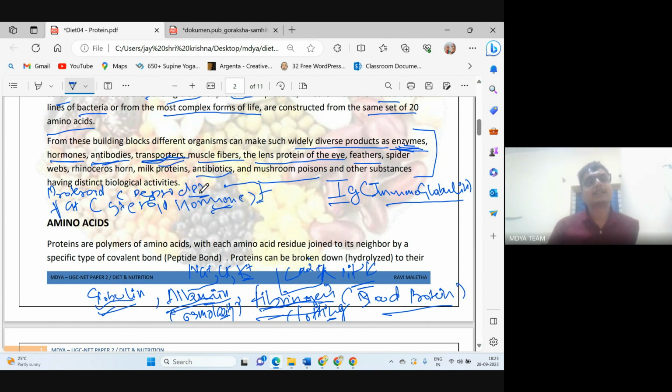Next, transporter. Transporter means something which transports something in our body from here to there. So can you name any transporter? A very famous transporter we have is hemoglobin.